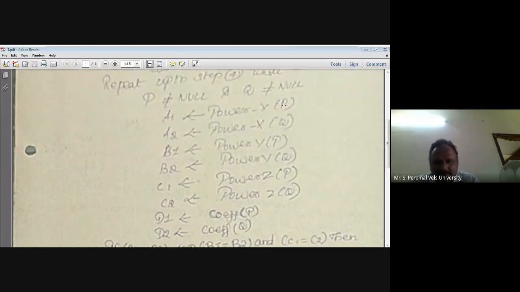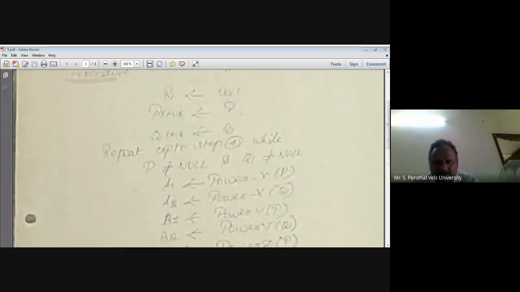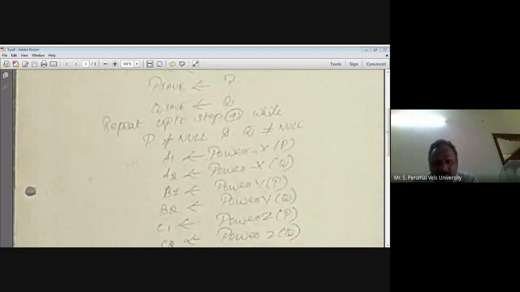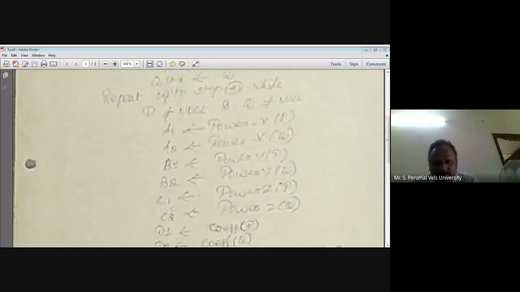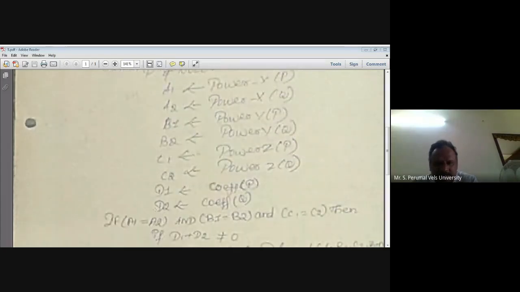Repeat. P is the first term, Q is the second term. The same thing is repeated for all the values A1, A2, B1, B2, C1, C2: power of X, power of X, power of Y, power of Y, power of Z, power of Z. D1 is the coefficient of the first term. D2 is the coefficient of the second term.